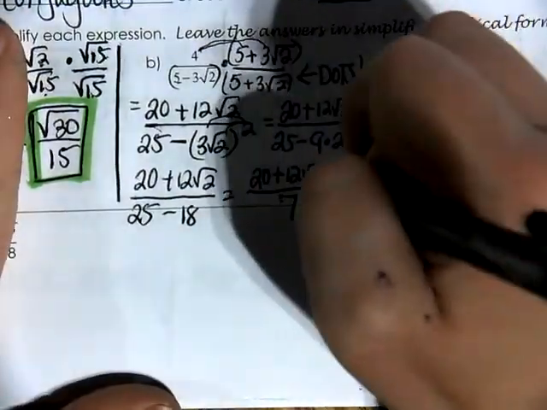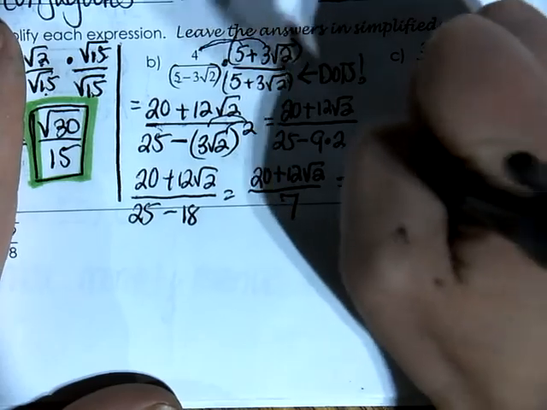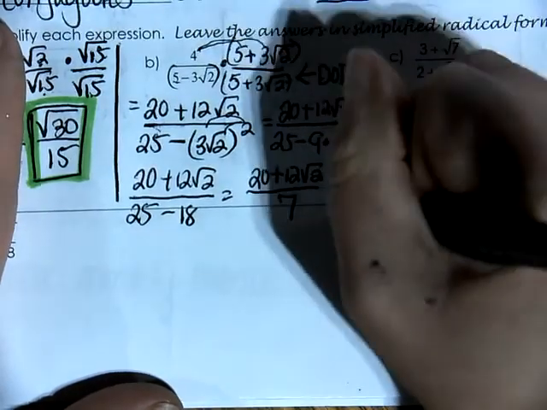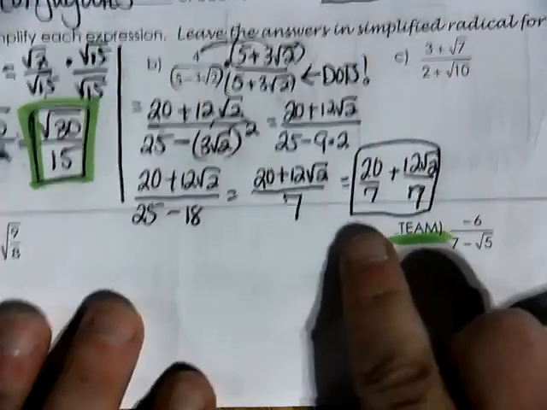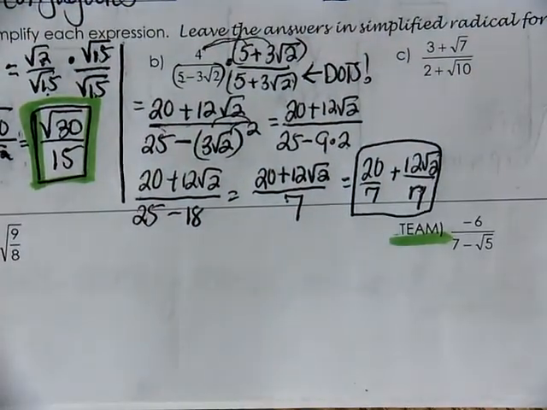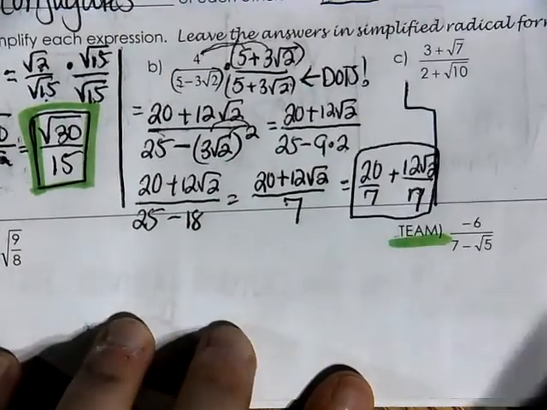And if we were to write this as 2 pieces, this would be equal to 20 over 7 plus 12 times the square root of 2 over 7. Both ways I will accept, just putting that out there, but eventually separating these pieces is going to be something that we will be working with in a couple of lessons. So I just wanted to put that out there.